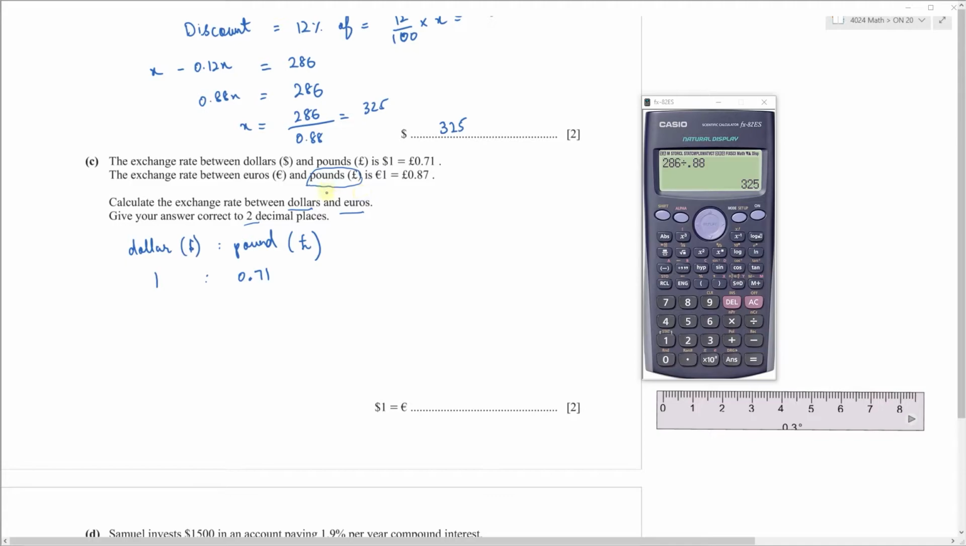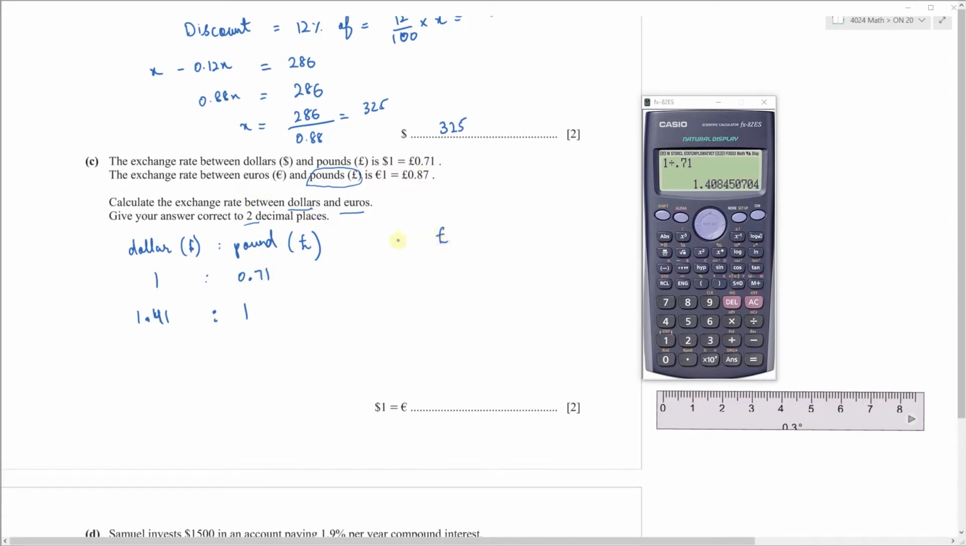But since we have pound common in both of them, let's calculate what 1 pound is equal to in dollars, and then what 1 pound is equal to in euros, and then we can equate the dollars and euros. So let me show you what I mean here. If $1 is 0.71 pound, so if I divide by 0.71 here, 1 divided by 0.71, I will get 1 pound is 1.41 dollars. So now I know 1 pound is $1.41.